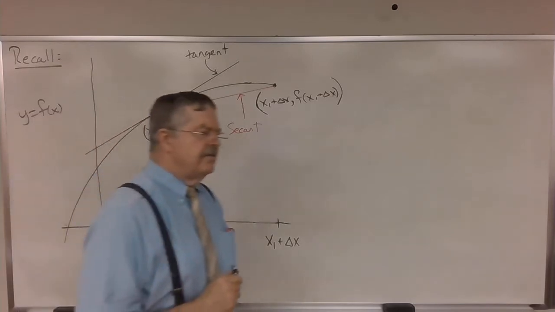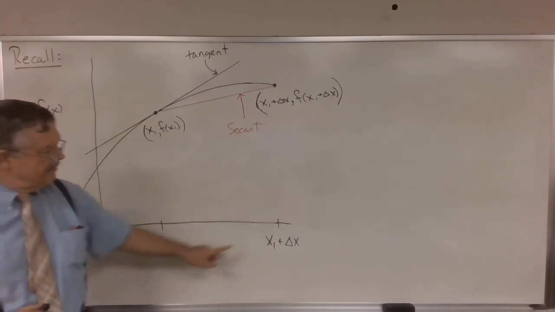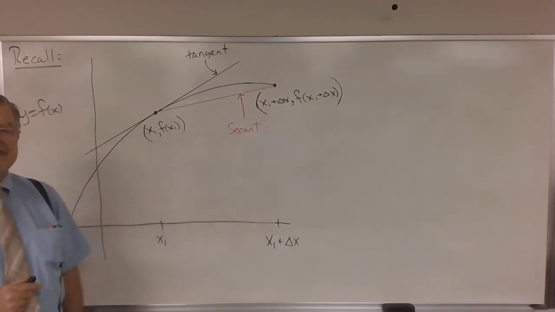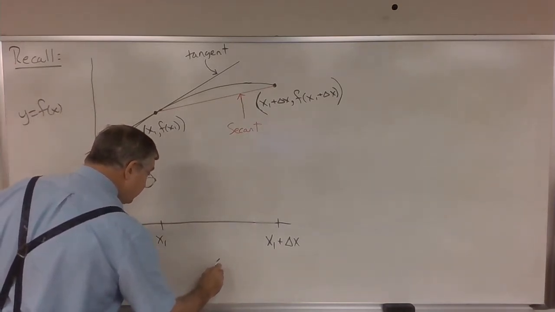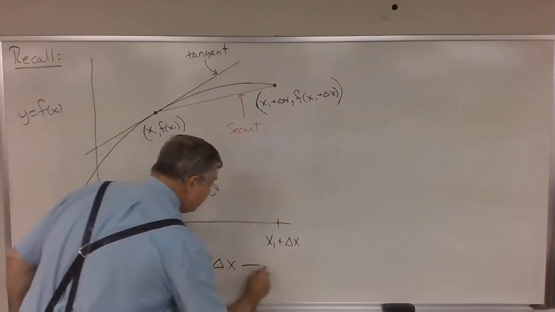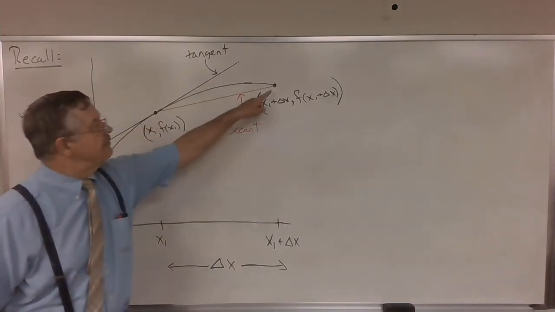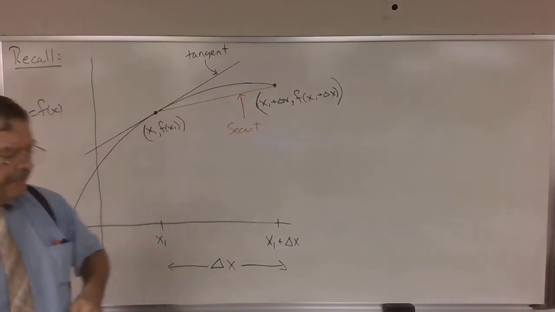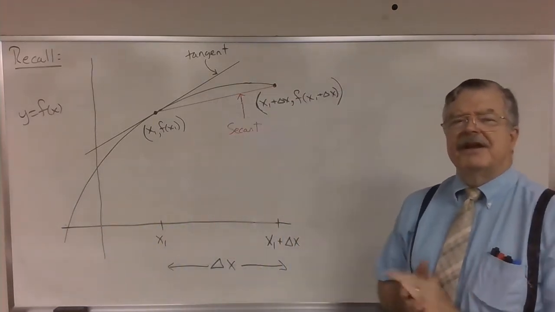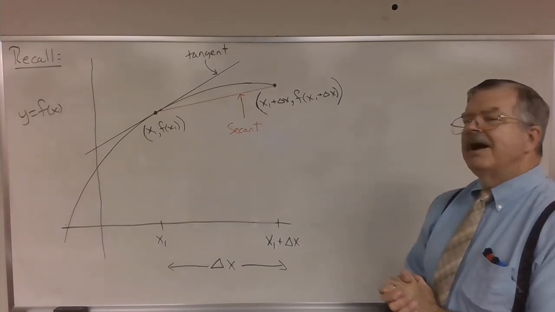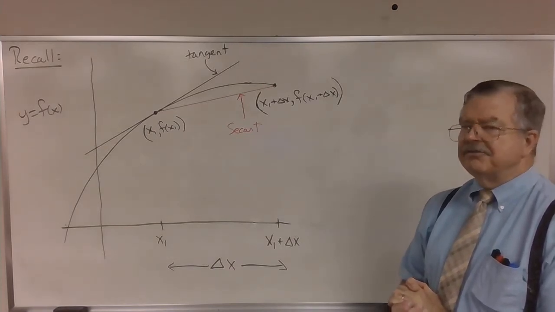And just one other thing. What's the distance from x of 1 to x of 1 plus delta x on the x-axis? Isn't it just delta x? So this distance, the horizontal distance between the points of the secant, is delta x. Now with this set of notation, I will attempt to approximate the slope of the tangent.